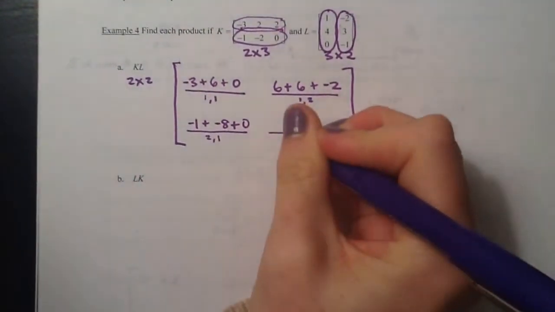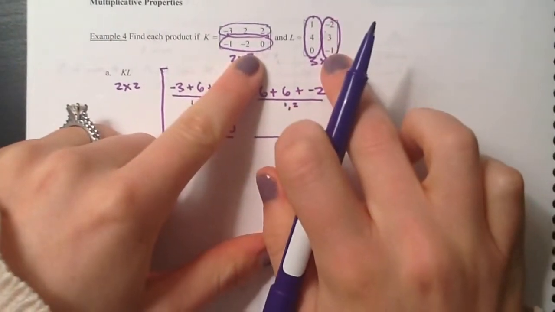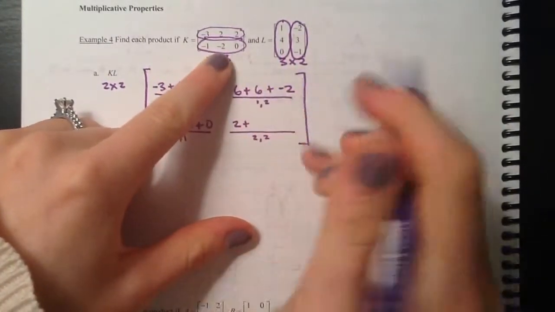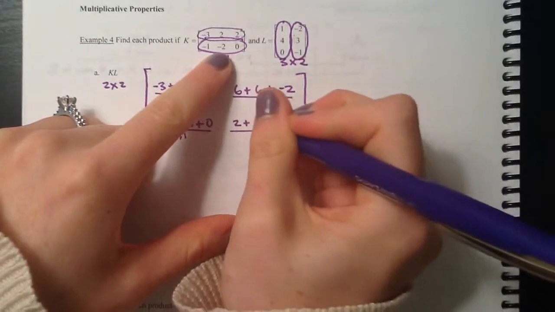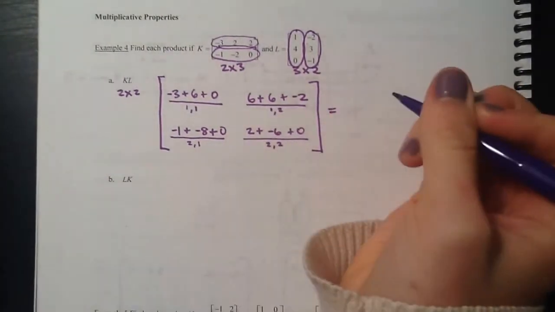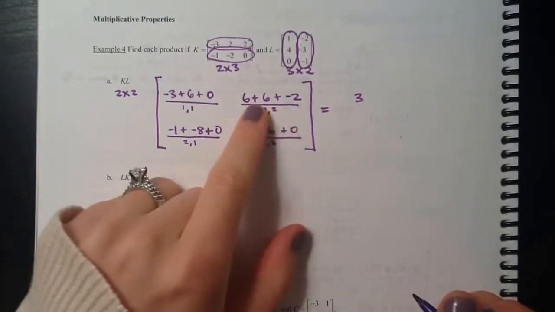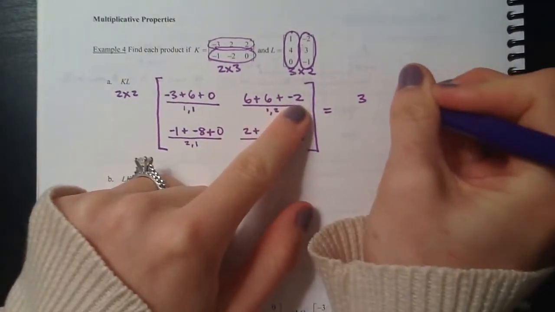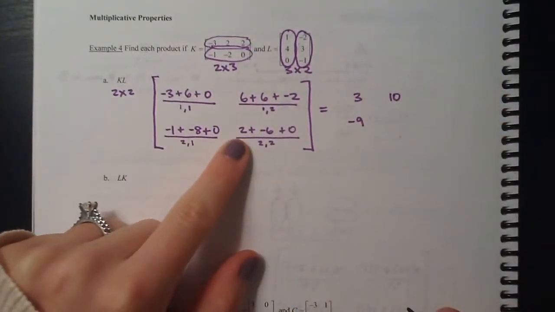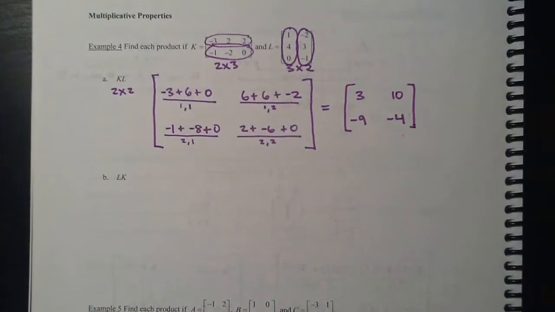Then I move to my last spot. This is row 2. Now I'm back in column 2. So I'm going to use row 2 here in K and column 2 here in L. -1 times -2 is +2. -2 times +3 is -6, and 0 times -1 is 0. Okay, so I'm going to clean all this up. -3 plus +6 plus 0 gives me a +3. Next column, 6 and 6 is 12, -2 goes back to 10, -1, -8 is -9, +2, -6 is -4. So that is the matrix that I get for K times L.